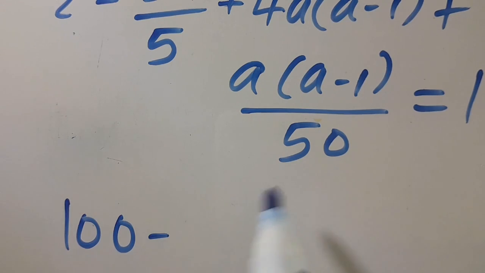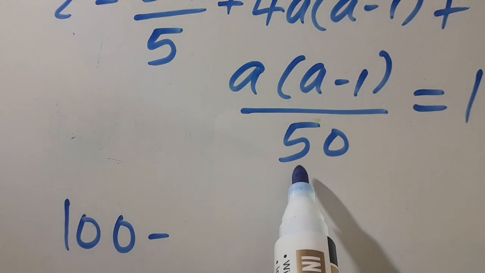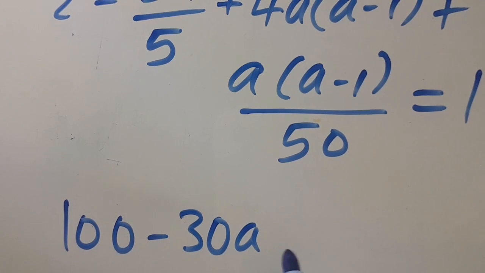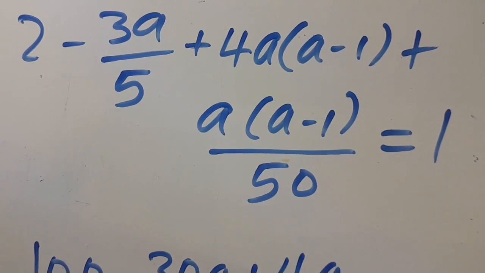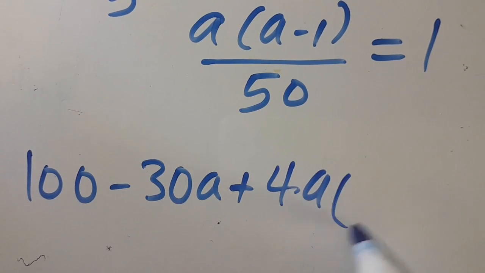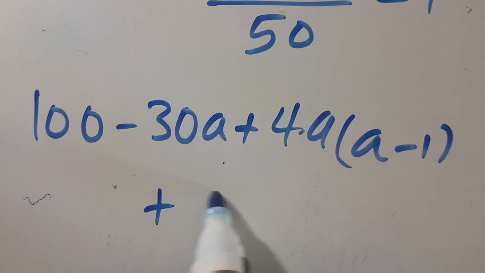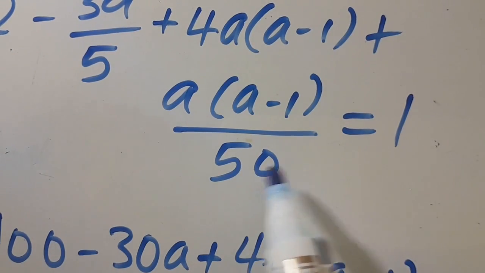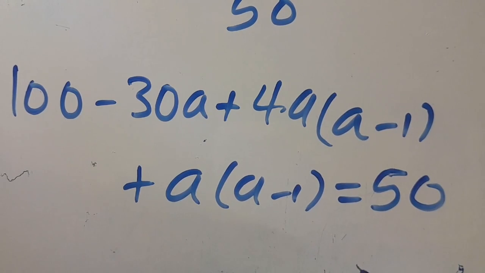Here will now be minus 5. Here 5 times 1 is 5, 5 times 10 is 50. Multiplied by this, we have 30a. Then plus 4a into a minus 1, plus a into a minus 1.